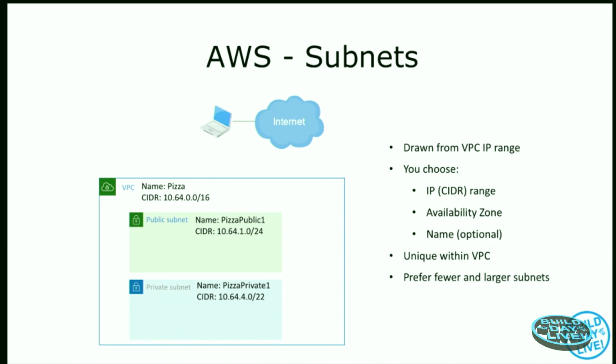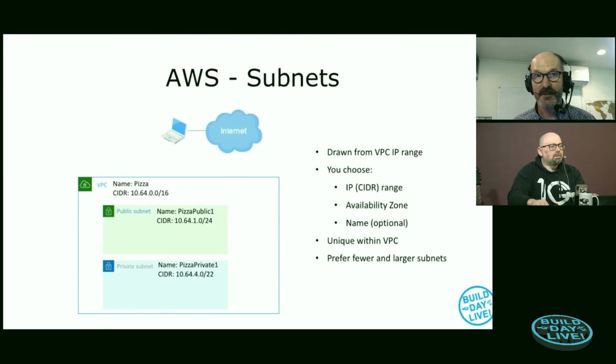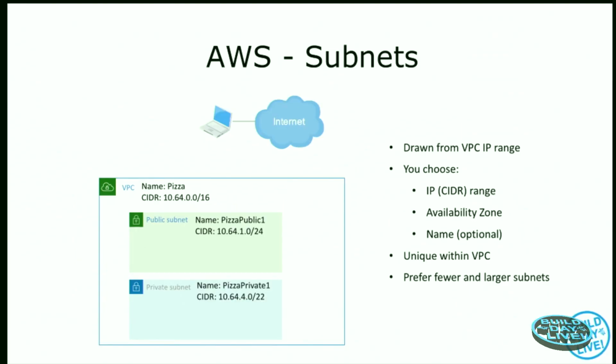We usually give the subnet a name because on AWS you get lots and lots of objects, and so naming them becomes important. Here, the subnet does need to be unique within a VPC. So you can see my pizza public 1 subnet here with a CIDR range of 10.64.1.0. I couldn't have another subnet inside this VPC with 10.64.1.0/24. The actual address range has to be unique within the VPC. But if I had another VPC with the same CIDR range, I could have a separate subnet in that other VPC.